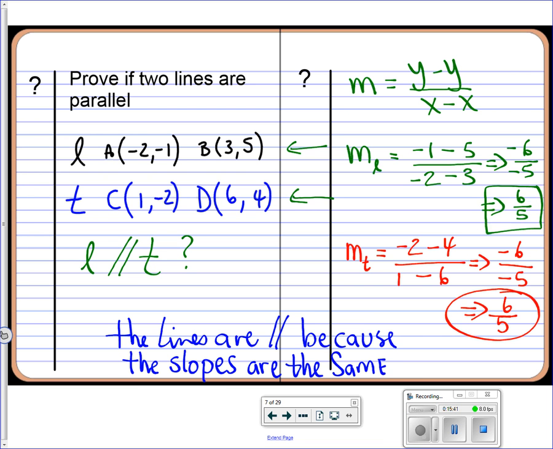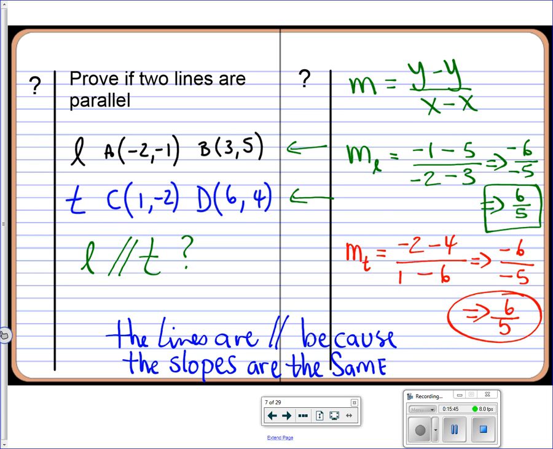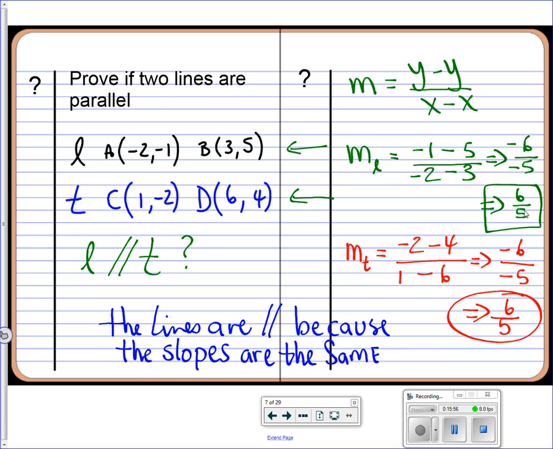Okay, as you can see, I went and calculated the slopes for each one of them. Since they both had a negative, one on top and one on the bottom, I just simply got rid of the two negatives because they cancel each other out. So I end up with two positive slopes, 6/5. Then I write, hey, the two lines are parallel because the slopes are the same.